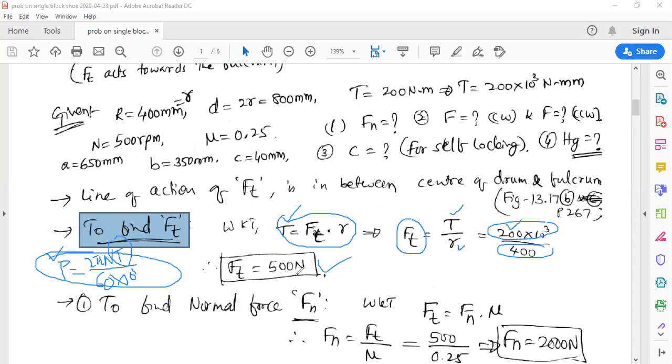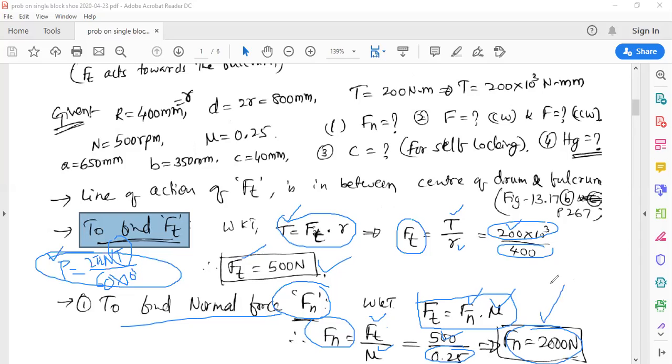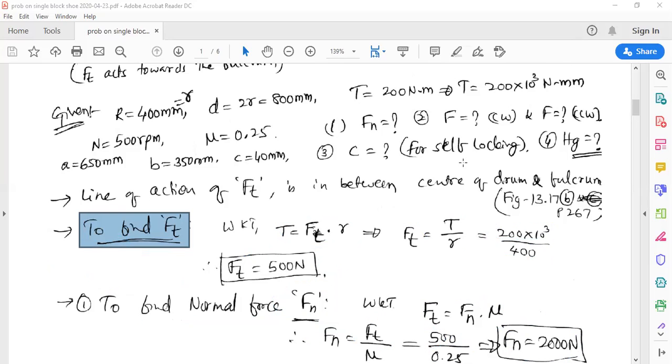So once you get the value of Ft, the next step is to go for the calculation of normal force Fn, as it is asked in the question statement also. As we know, tangential force Ft is given by the product of Fn and coefficient of friction. Therefore Fn is equal to Ft divided by mu. Since Ft is known, that is 500 newtons, and mu is also known, 0.25, the value of Fn is 2000 newtons. So this is what we have to calculate in the beginning.